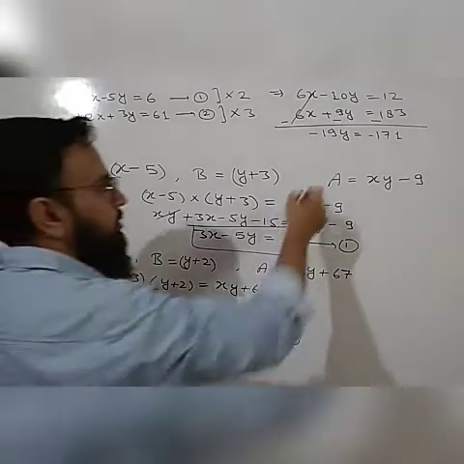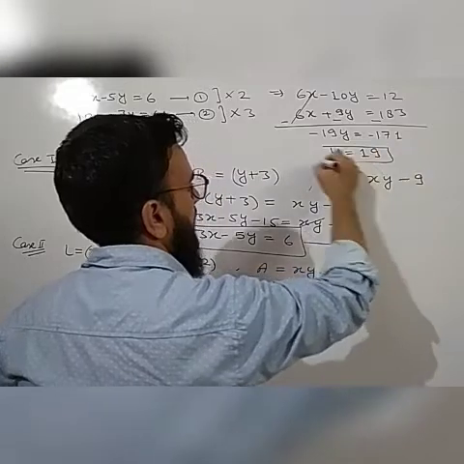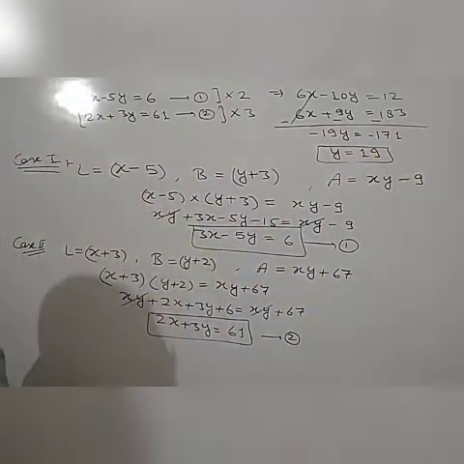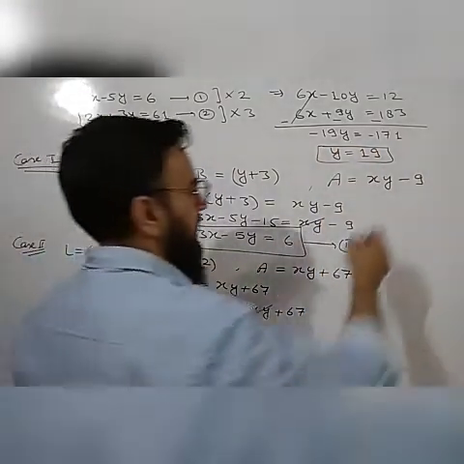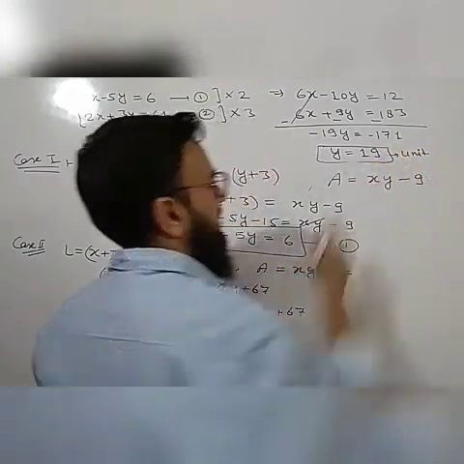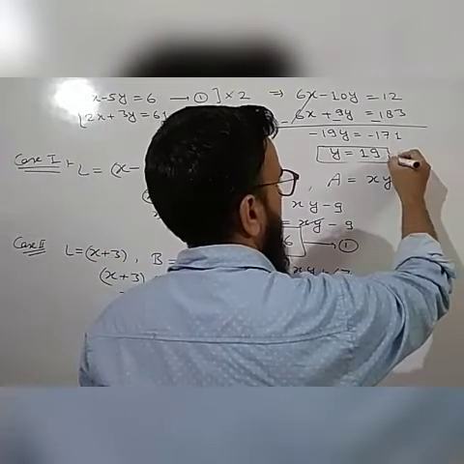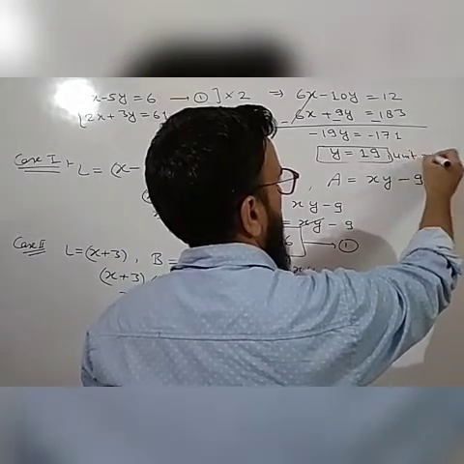So what will be the value of y? Y will be equal to 19. And what have we taken y as? Y was the breadth of the rectangle. So we get the breadth of the rectangle as 19. We have not been given any unit, so we will take it as 19 units. It will be the breadth of the rectangle. 19 units is equal to the breadth.